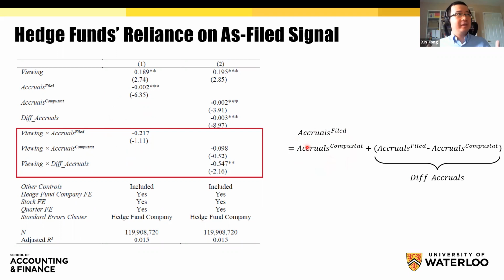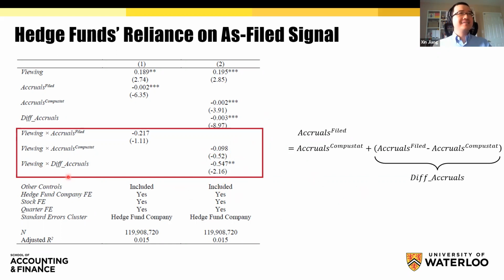The first part is where the CompuStat accrual is the same as the XBRL accrual. No new information is learned from the XBRL filings. The second part is where the operating accruals disagree with each other between CompuStat and XBRL. That is where the discrepancy is coming from. And then we rerun our analysis after we do the decomposition. The result in column 2 suggests that the coefficient of the interaction term is only significant when it comes to the difference part, the disagreement part.